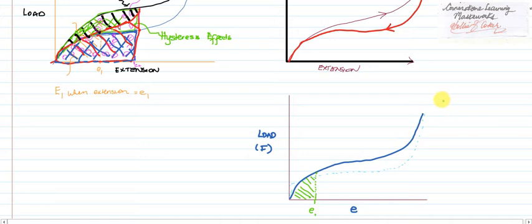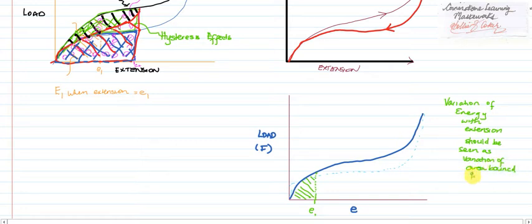So you'll say the variation of energy with extension should be seen as the variation of area bounded by the curve with extension.